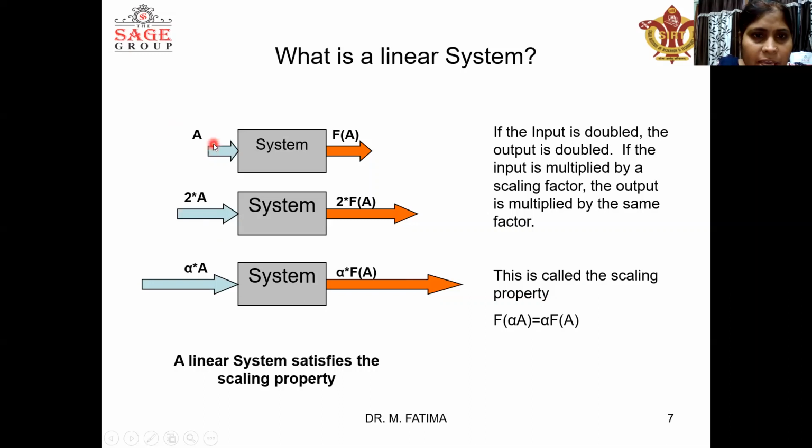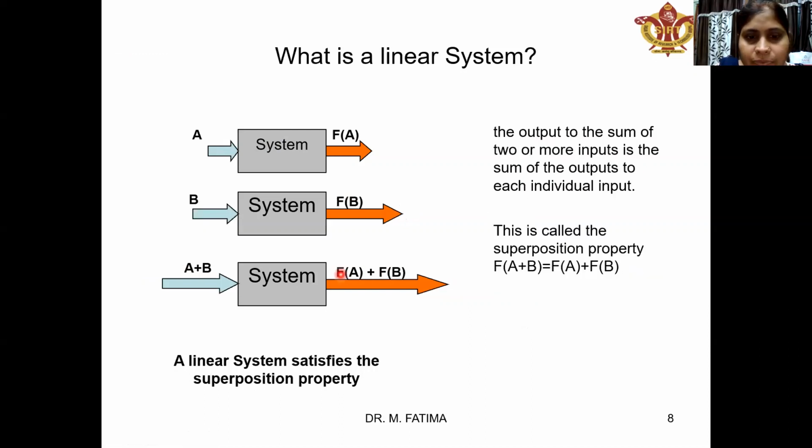See here, if A is the input and F(A) is the output, and A is multiplied by 2, then output will also be multiplied by 2. If this input A is multiplied by small a, then output will also be multiplied by small a, where F(A) is showing the output. That is, output is multiplied by small a. So this system satisfies the scaling property.